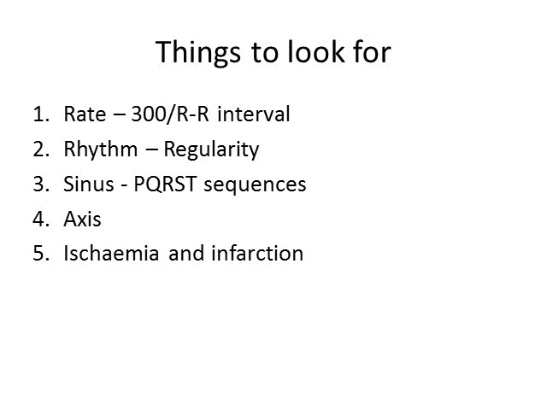So things to look for. This is coming up to what you probably did in third year, which is starting off with demographics and then going on to rate. So the rate is 300 divided by the number of small squares between the R's. There are a couple of other ways of doing it, but that's how I've always done it. Rhythm, you want to check whether it's regular or irregular, and then if it's irregular, is it irregularly irregular or regularly irregular? And then finally, is it in sinus rhythm? So have you got a nice PQRST sequence?